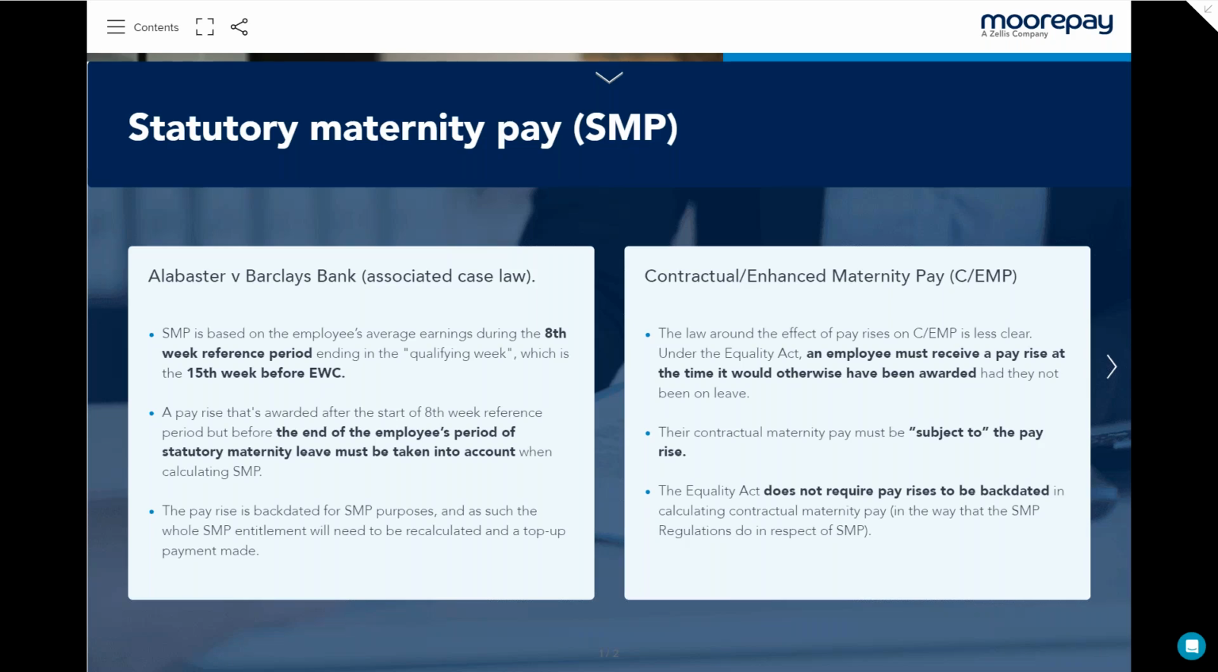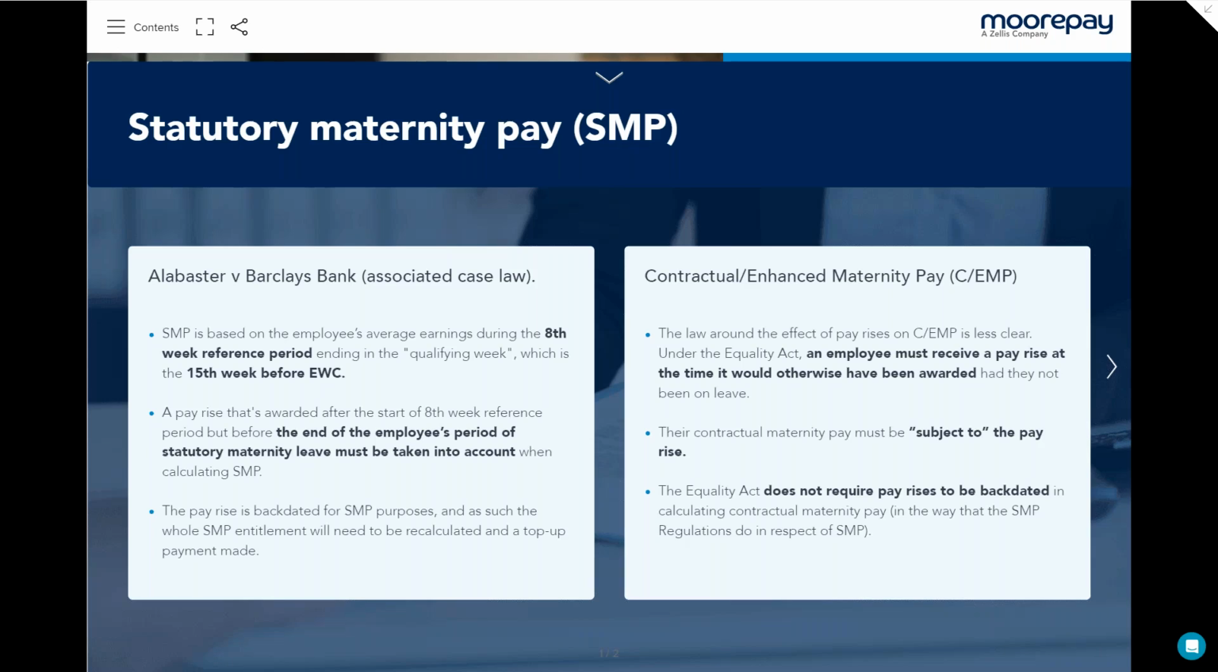If you're not sure, your payroll company should work it out for you. I know before my life working at MorePay, I used to use MorePay for my maternity calculations, and I had a lovely advisor who used to work it out for me and then tell me the top-up payments that needed to be made. So hopefully your payroll department will do the same thing for you.